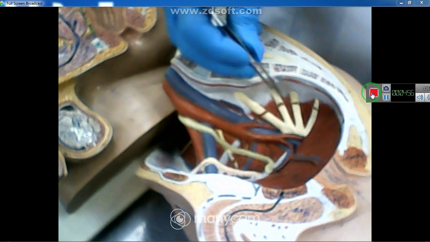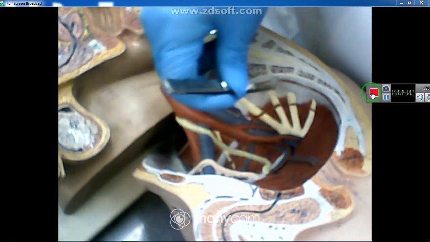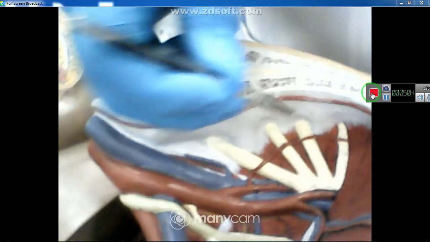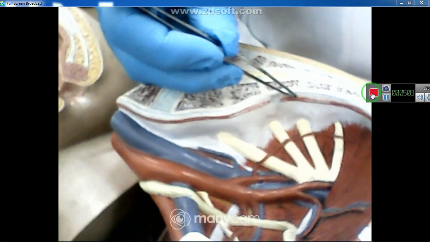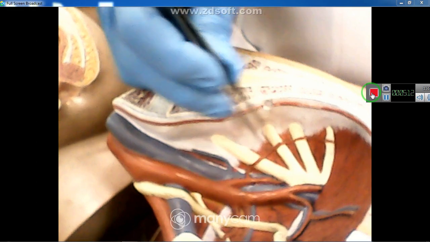And also it is related to the sacral nerves, the sympathetic chain of the pelvis, the median sacral artery, lateral sacral arteries, and superior rectal artery.